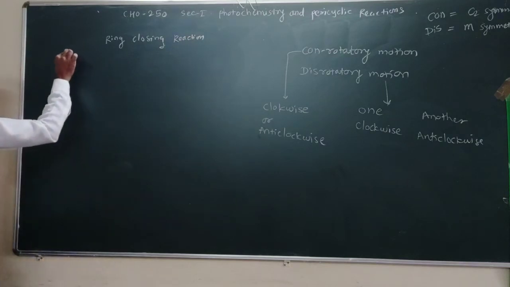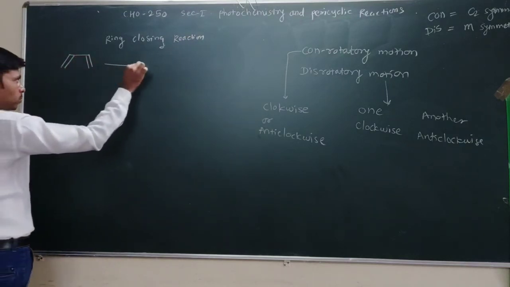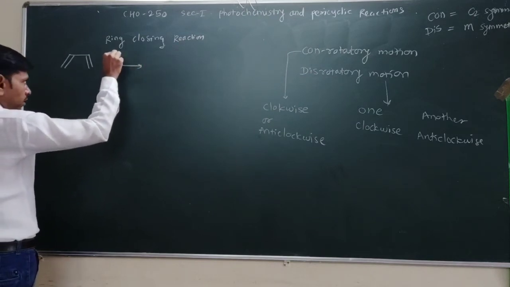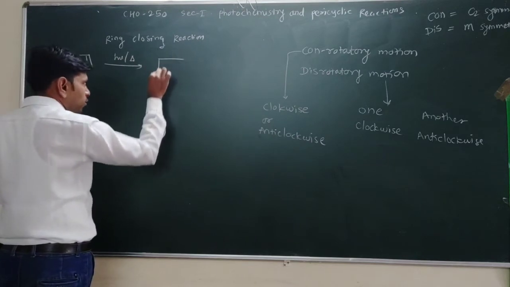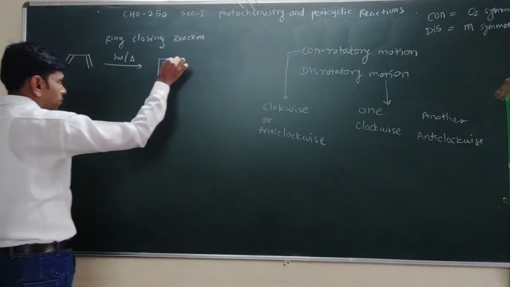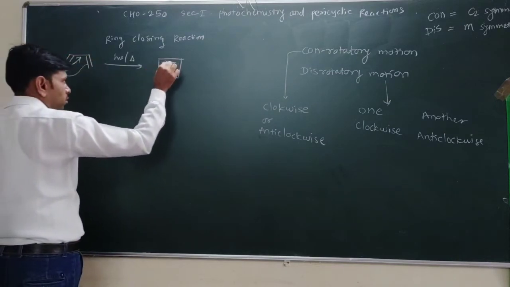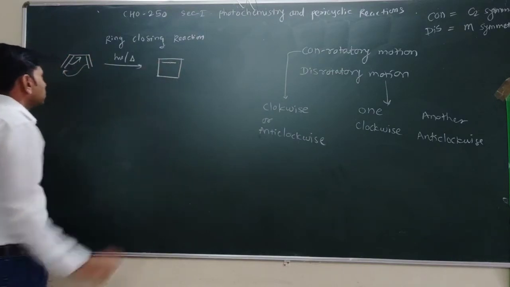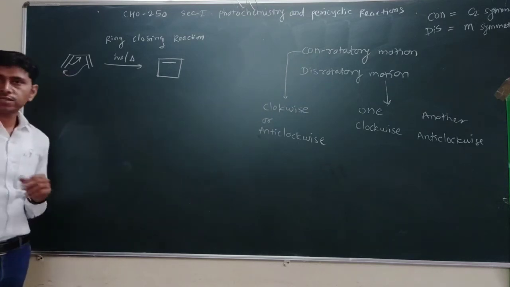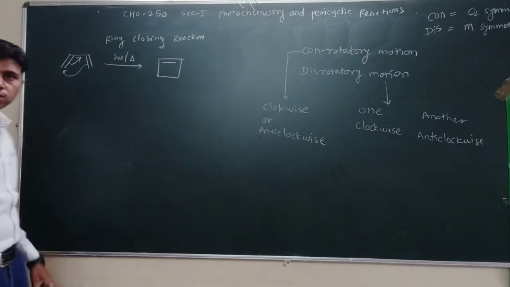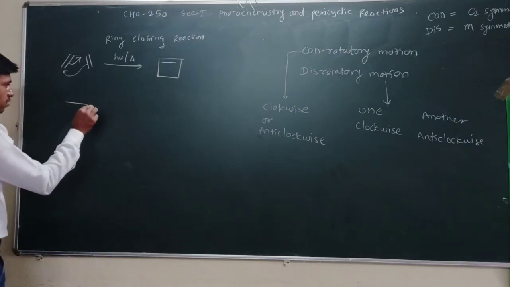In ring closing reaction, first the ring is opened. That open ring, either photochemically or thermally, is converted into a closed ring by just a cyclic shift of electrons. So this is the ring closing reaction. Now in ring closing reaction, what happens? The orbitals are here.